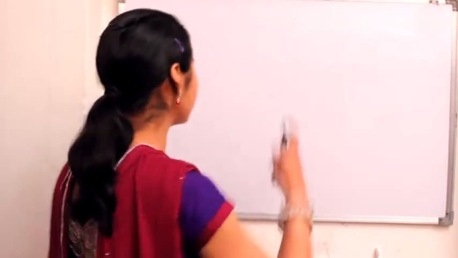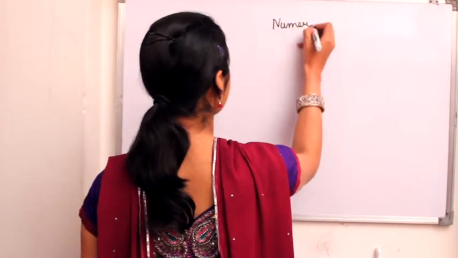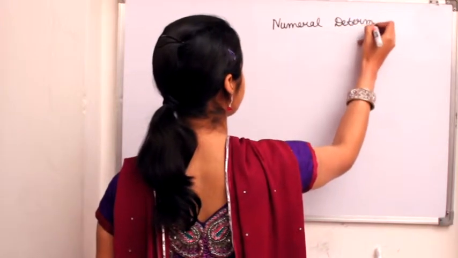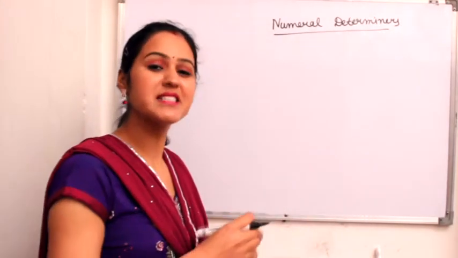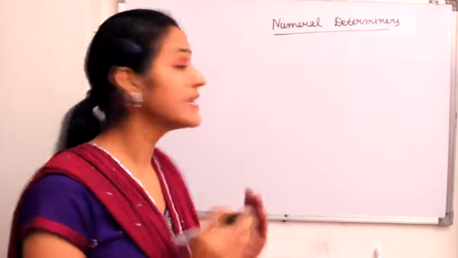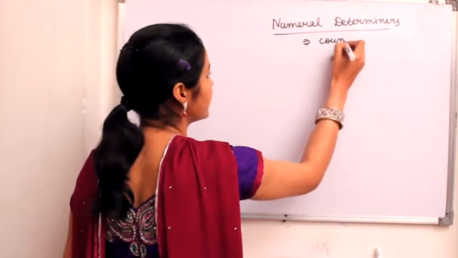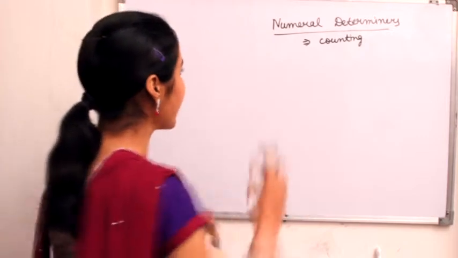So I will explain to you the exact meaning of numeral determiners. So have a look at this, which is numeral determiners. From its name we can recognize that this is about some numbers, some counting. Right friends?